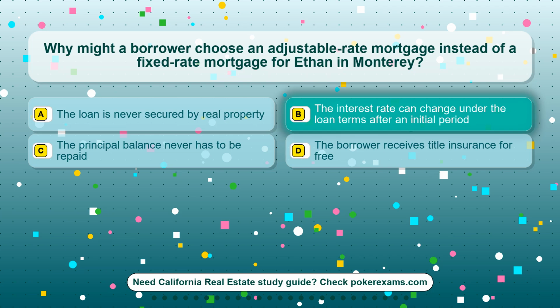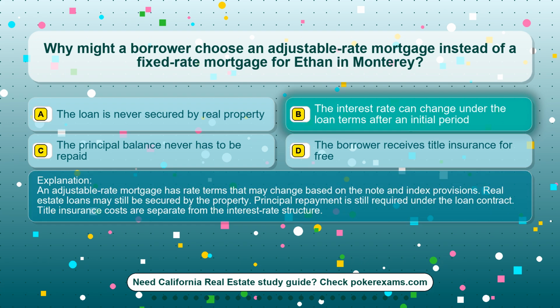The correct answer is option B. The interest rate can change under the loan terms after an initial period. An adjustable-rate mortgage has rate terms that may change based on the note and index provisions. Real estate loans may still be secured by the property. Principal repayment is still required under the loan contract. Title insurance costs are separate from the interest-rate structure.